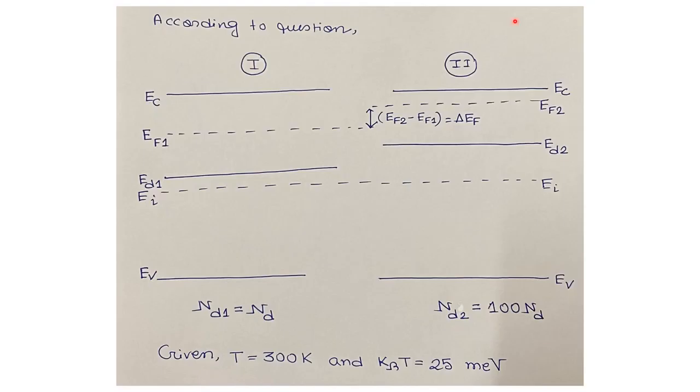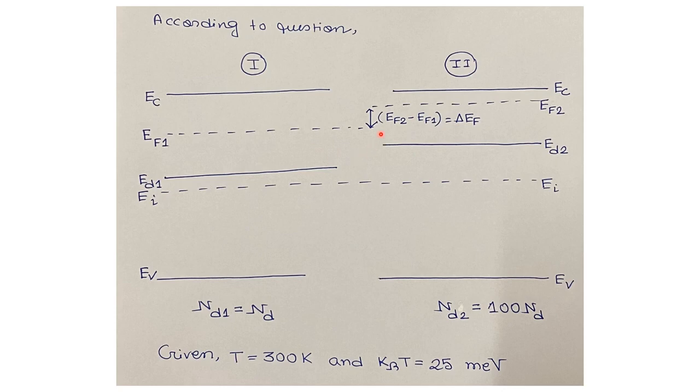In the previous slide, we have already seen the Fermi level of the n-type semiconductor will depend on the concentration of donor atoms doped in that semiconductor. Now, according to the question, we will consider two cases. In the first semiconductor, the donor concentration is Nd and the Fermi level is at EF1. And in the second n-type semiconductor, the concentration of donor is 100 times Nd and the Fermi level will lie at EF2. As the donor concentration in the second semiconductor is greater than the first, obviously EF2 will be greater than EF1.